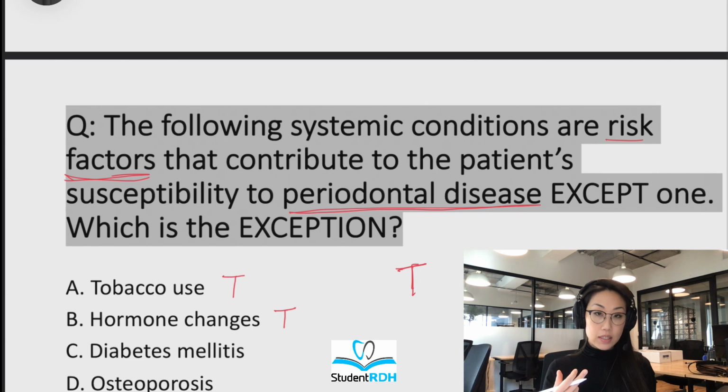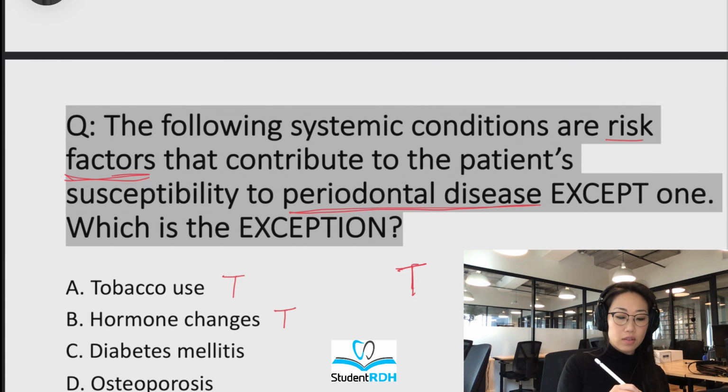So diabetes has many consequences, and one of them is periodontal disease, like risk for infection. What else is there? I'm going to write that down here. Infection, dry mouth as well.